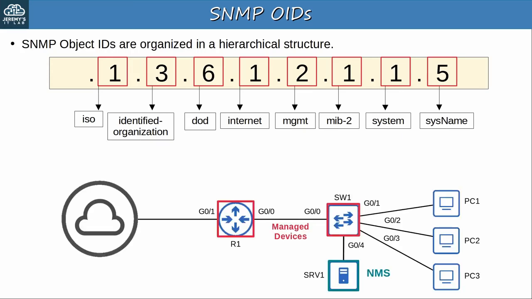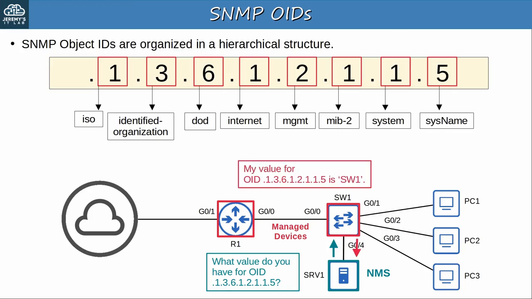For example, here's that same network again. The NMS asks one of the managed devices, switch 1, what value do you have for this OID? Switch 1 then replies, telling the NMS its hostname. There are countless different OIDs. If you want to explore some different OIDs, you can take a look around oidinfo.com. That's how I got the OID information for the system name OID I used as an example here.